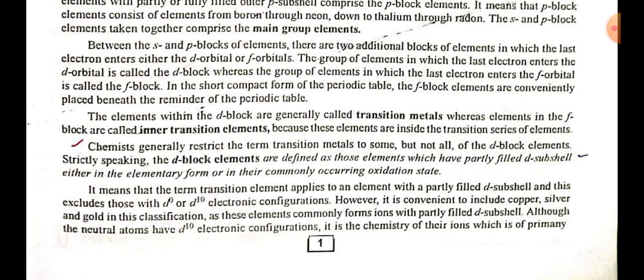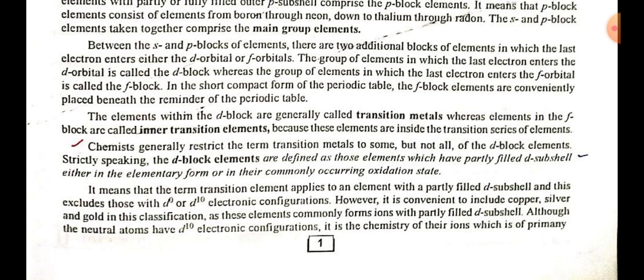The group of elements in which the last electron enters the d orbital is called d block, whereas the group of elements in which the last electron enters the f orbital is called f block. In the short compact form of the periodic table, the f block elements are conveniently placed beneath the remainder of the periodic table. The elements within the d block are generally called transition metals, whereas elements in the f block are called inner transition elements, because these elements are inside the transition series of elements.